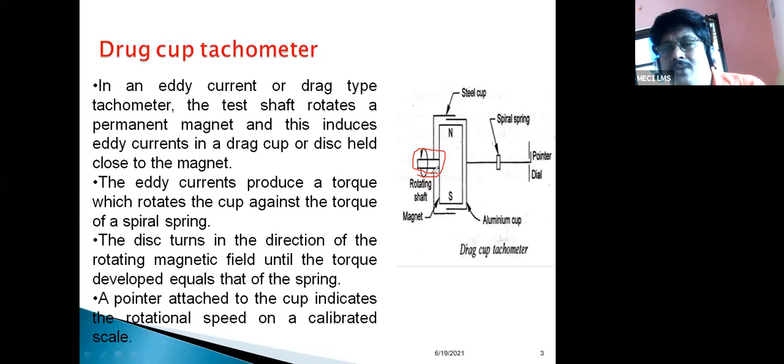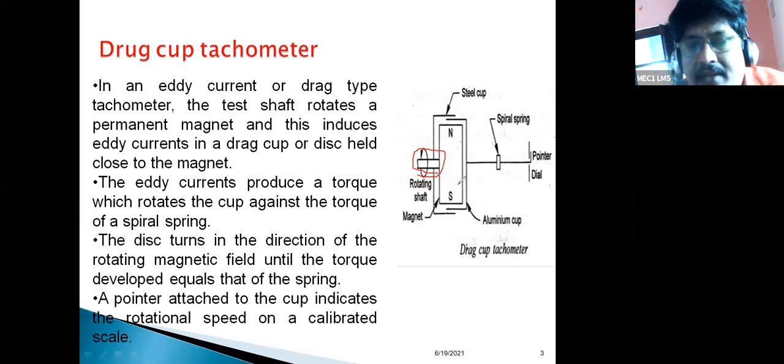At the end of the rotating shaft, here we are arranging a permanent magnet. This is a permanent magnet. And here a drag cup. This is a drag cup. One is a steel cup, and this is an aluminum cup.